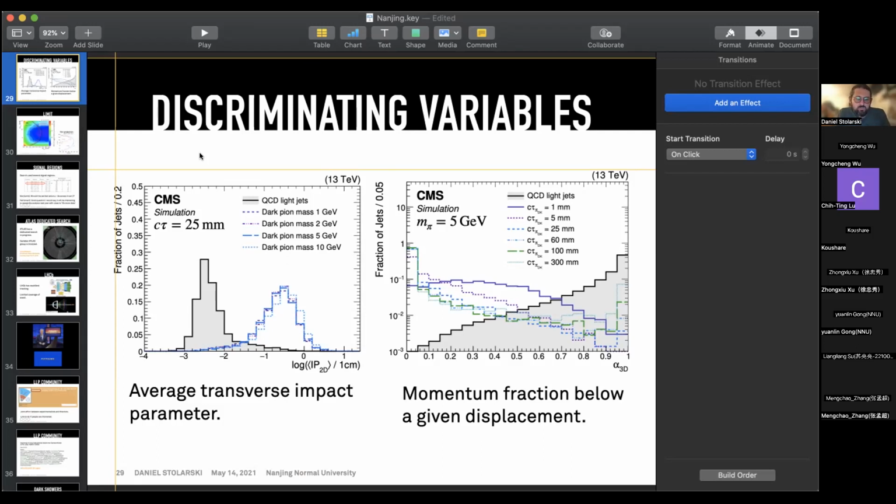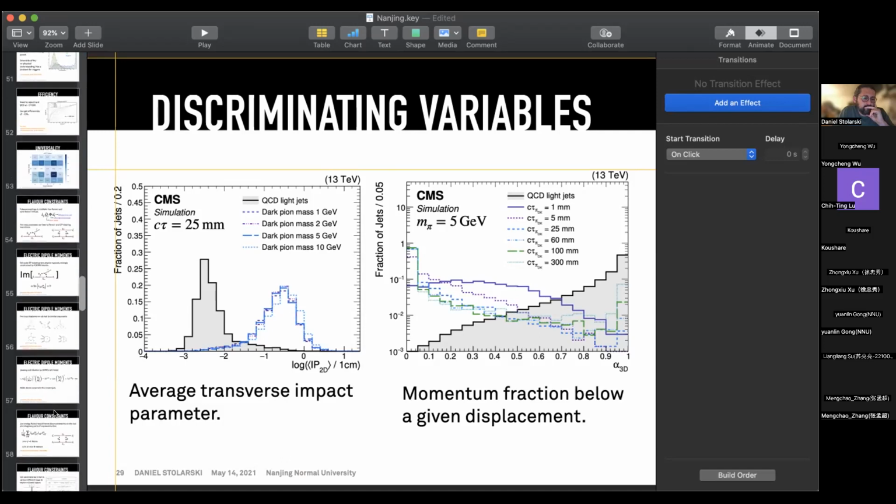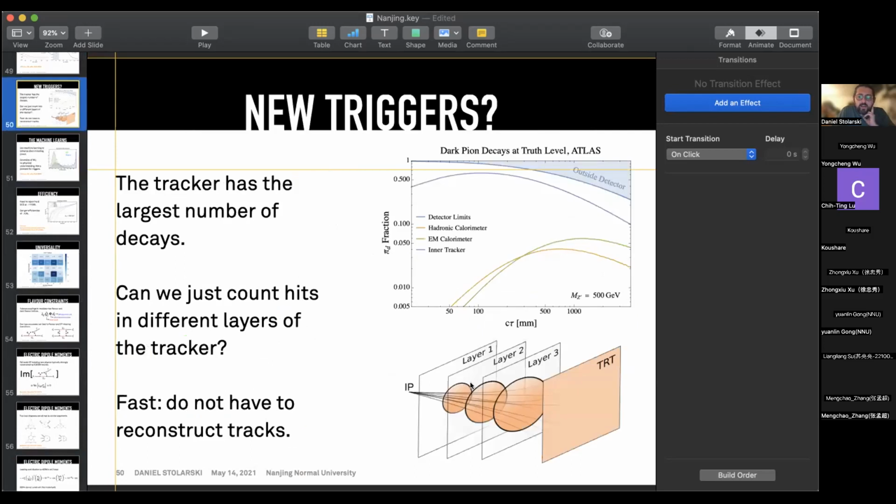Okay, thank you. On page 59, you talked about the machine learning. What variables do you use as input for training? Good. First we cluster the jets, and then the variables are the number of hits inside the jet cone at each layer. So just the hits? Yeah, just counts of hits. Okay. Good, thank you.